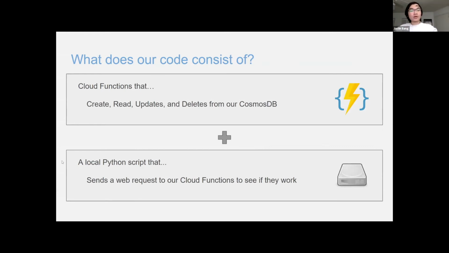So we're going to be getting into code in just a short minute here. But in summary, we are going to be making two different things. Some cloud functions that can create, read, update, and delete data from our database, and a Python script that can send the web request to our cloud functions to see if they work. And that's where the web request stuff comes from. Nothing else involves web requests other than the local Python script.